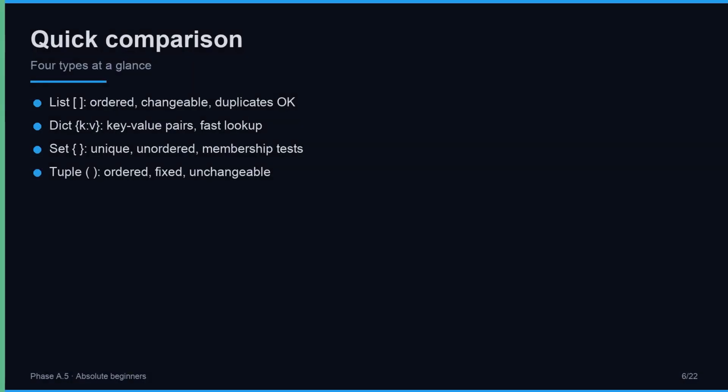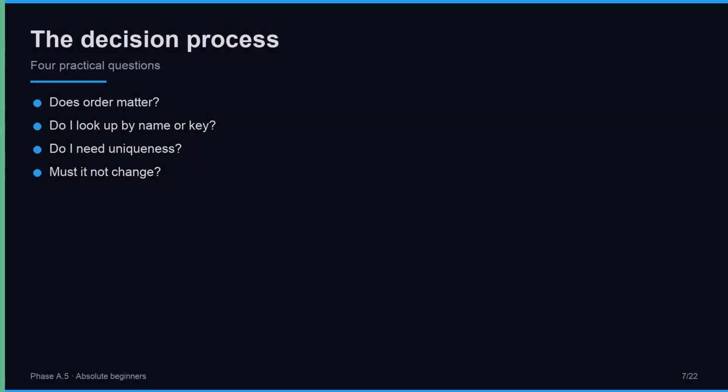List, square brackets, ordered, changeable, duplicates allowed. Dictionary, curly braces with colons, key value pairs, fast lookup by key. Set, curly braces without colons, unique items, unordered, for membership tests. Tuple, parentheses, ordered like a list, but fixed and unchangeable. Hold these 4 shapes in your head before you choose. 4 shapes, 4 jobs. Here is the heart of the lesson.